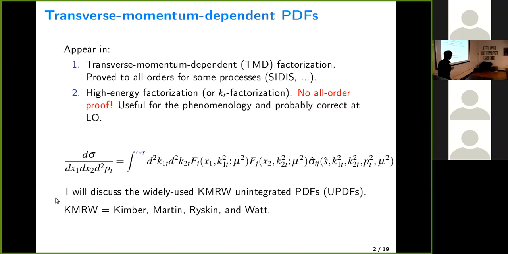Okay, and so I will discuss a specific kind of unintegrated PDF, called the KMRW PDF, for Kimber, Martin, Ryskin, and Watt. I will discuss this PDF in particular because it is widely used, it has a simple expression, so it's very easy to do phenomenological work with these functions, but they have some issues. Recently, several papers have been published on these issues and possible solutions. And so I will talk about this.